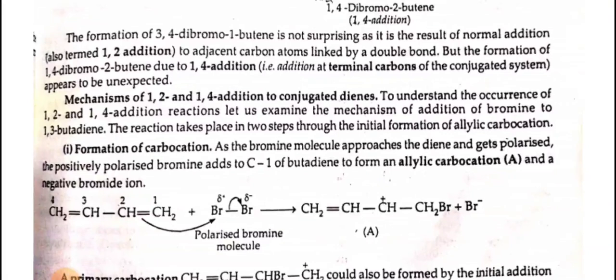To understand the occurrence of 1,2 and 1,4 addition reactions, let us examine the mechanism of addition of bromine to 1,3-butadiene. The reaction takes place in two steps, through the initial formation of an allylic carbocation. First, formation of carbocation. As the bromine molecule approaches the diene and gets polarized, the positively polarized bromine adds to C1 of butadiene to form an allylic carbocation and a negative bromide ion.